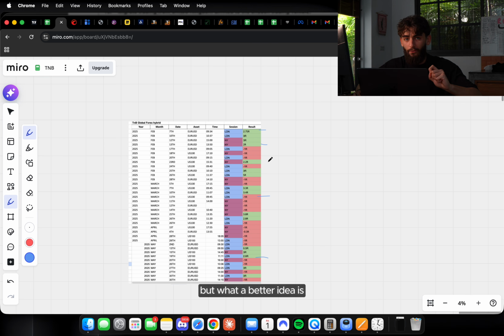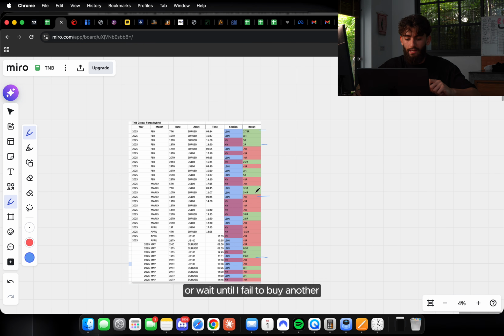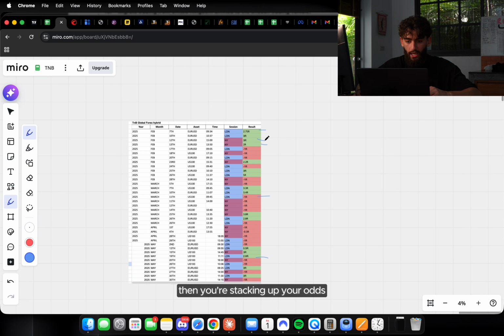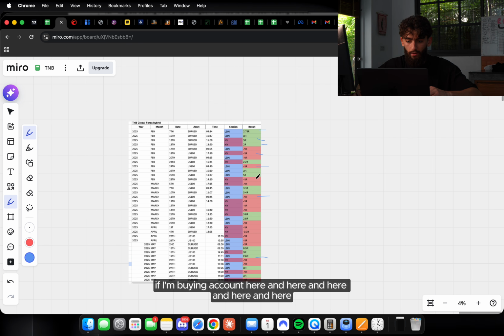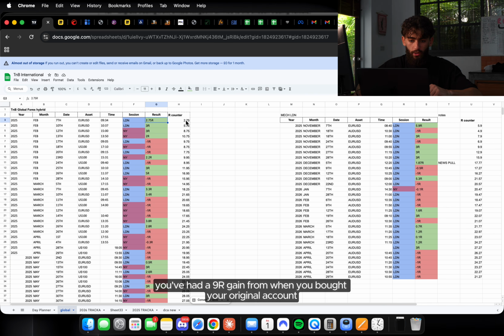But a better idea is, because this is the mainstream narrative of I'm going to buy an account, sit on it, maybe buy another in a couple of months, or wait until I fail to buy another. What about if you bought an account every week? Then you're stacking up your odds. If I'm buying an account here, and here, and here, and here, and here. And if we go back to the data, every time you've had a 9R gain from when you bought your original account, you would have passed.